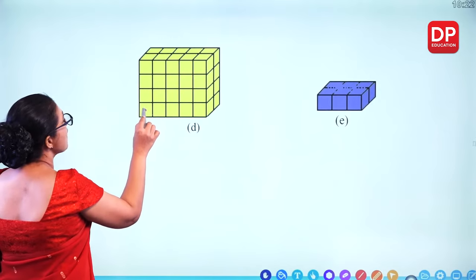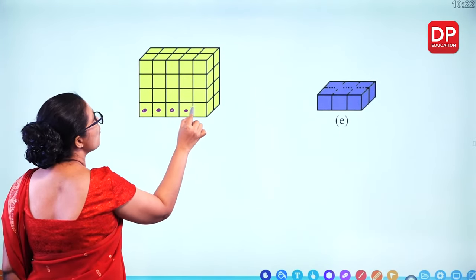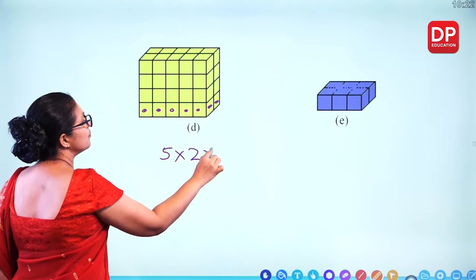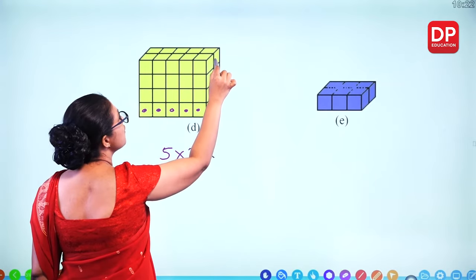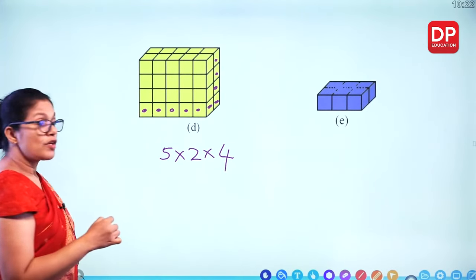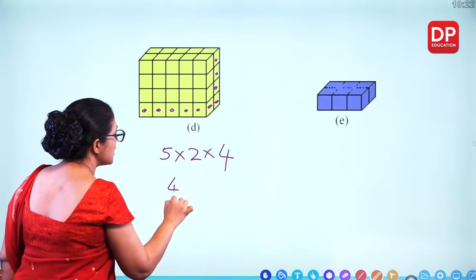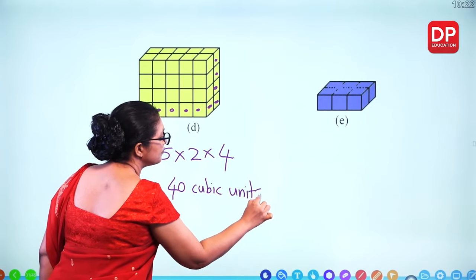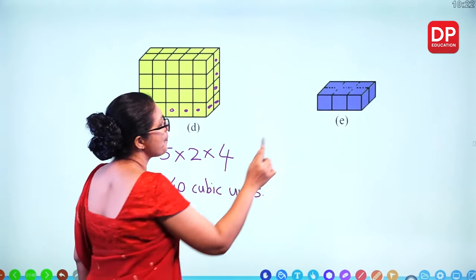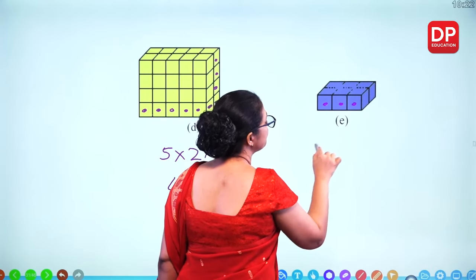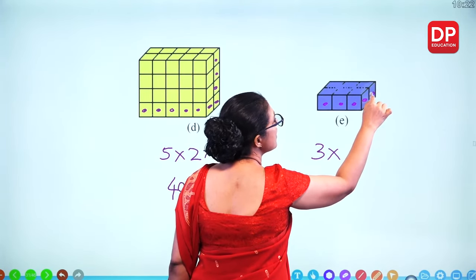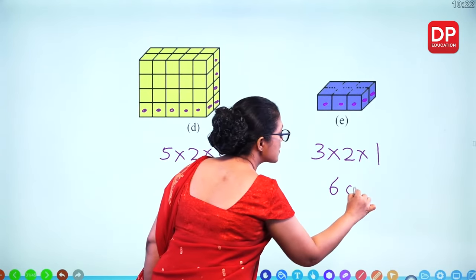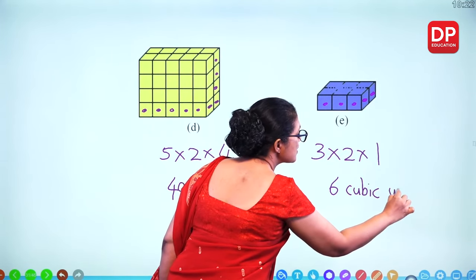This one, length 1, 2, 3, 4, 5. Along breadth, that's 2. Along height, 1, 2, 3, 4. 4 times 2, 8. 8 times 4, 40 cubic units. This one, 1, 2, 3. Along breadth, that's 2. Height is 1. 3 times 2, 6. 6 cubic units.